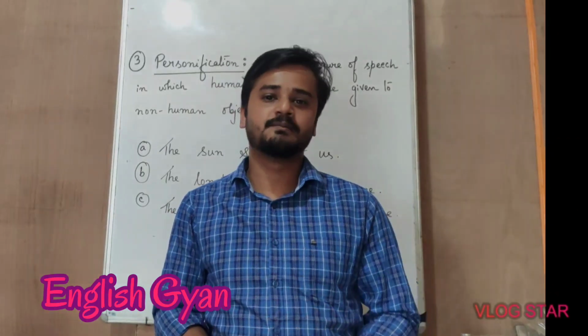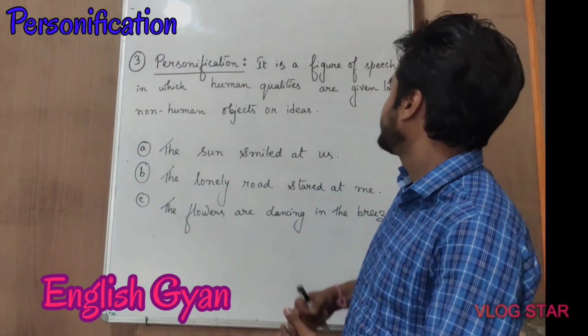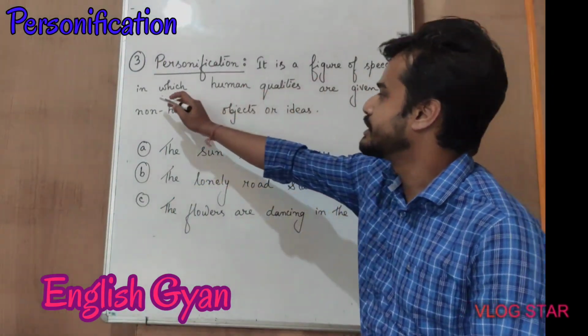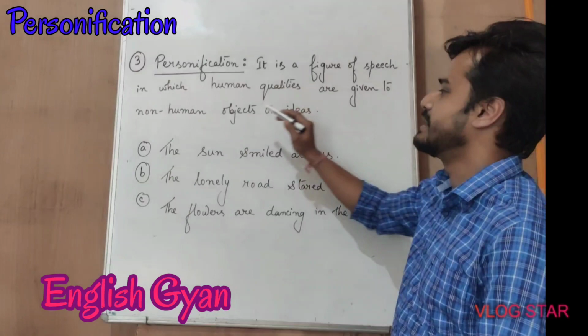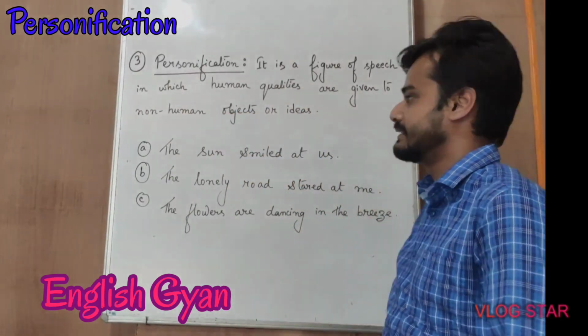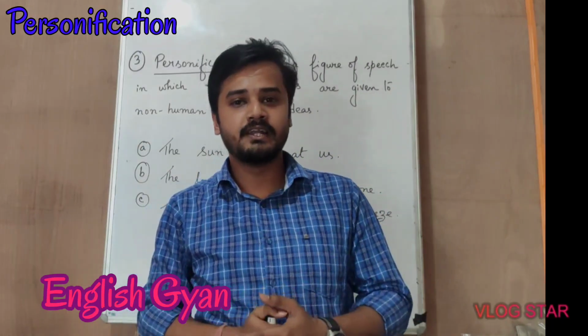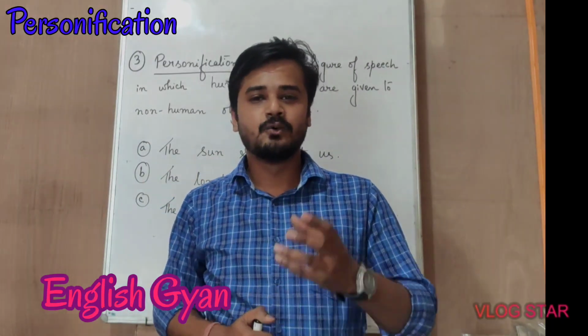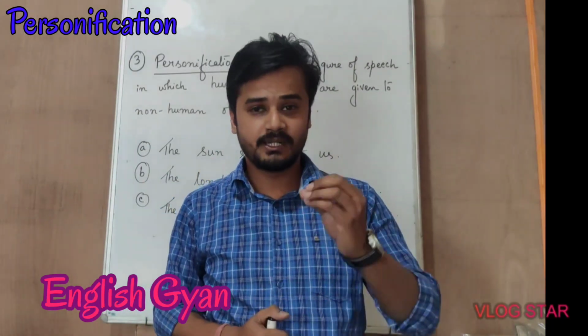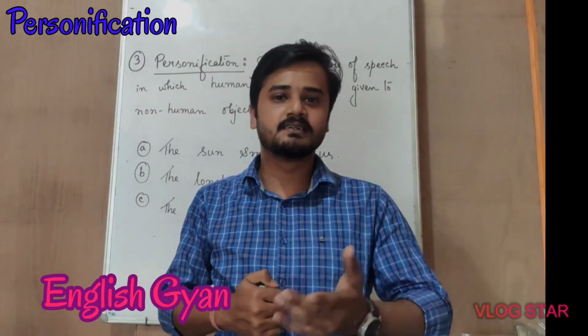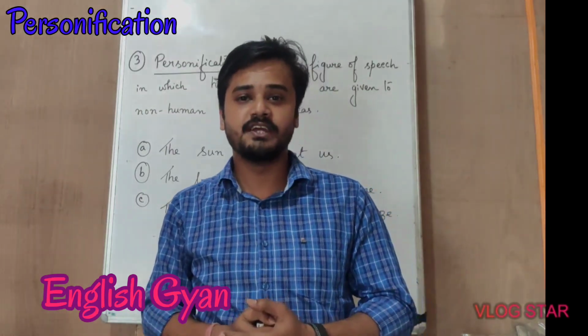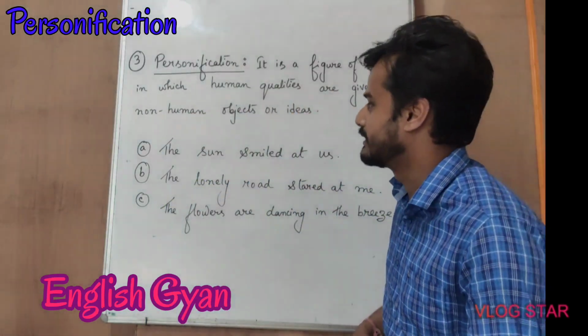Number 3 on the list is personification. Personification is a figure of speech in which human qualities are given to non-human objects or ideas. Sometimes we see that while talking about any non-human thing or idea, we give some human qualities or human attributes to those things. This is the use of personification. Let's see the example to understand it better.